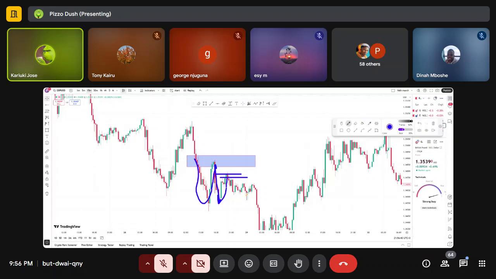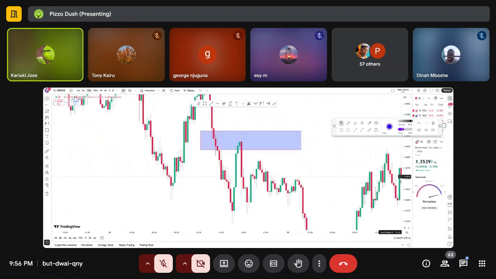Then after umesell hapa hivi ikaanza ku retrace tena. Ungejua aje unafaa kusell hapa hivi tena. Once more unatumia Fibonacci. So you drag it from this high up here to this low down here. Unaweka tutapata this sell zone.